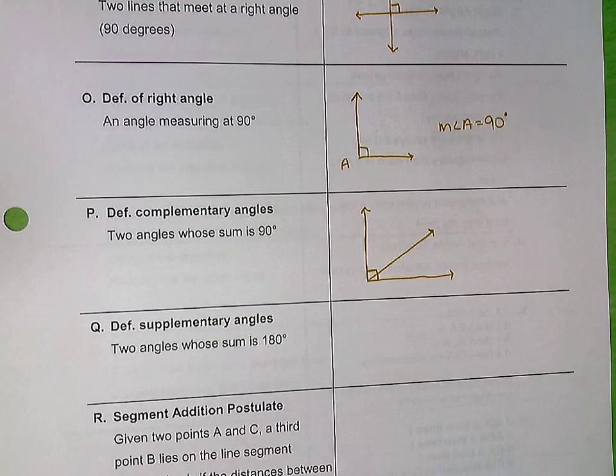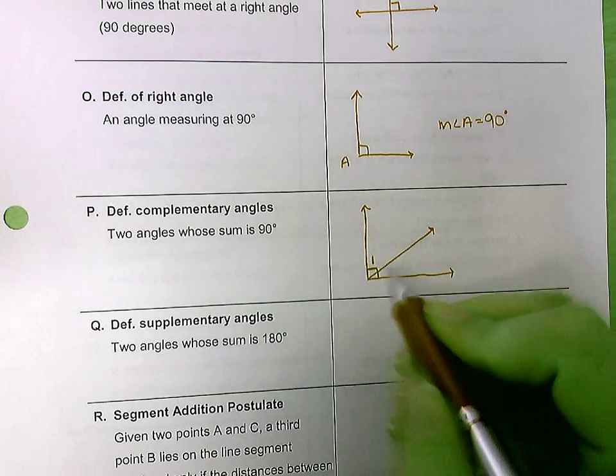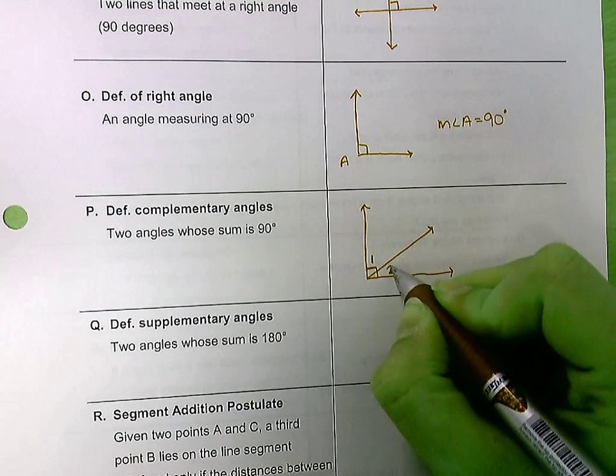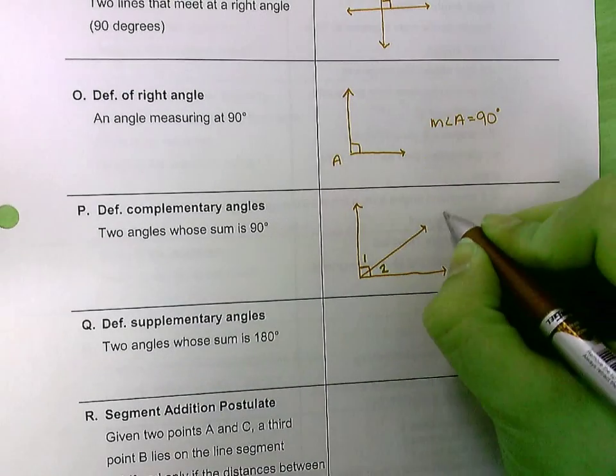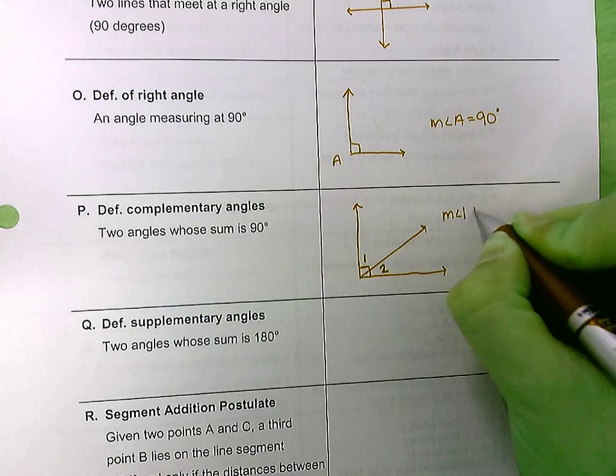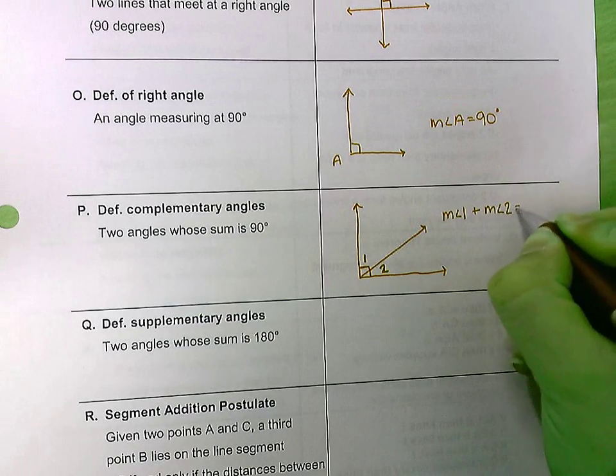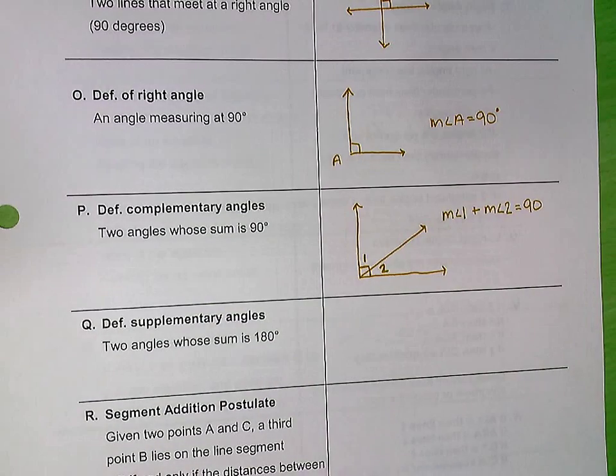Now, that doesn't mean that it's bisecting it where each of those is 45. It's just a ray splitting that angle into two different ones. So if I label this angle right here as 1 and this one as 2, I could take the measure of angle 1 plus the measure of angle 2, and it will equal 90. So I can add those two angles together to be 90 degrees. That's the definition of complementary angles.